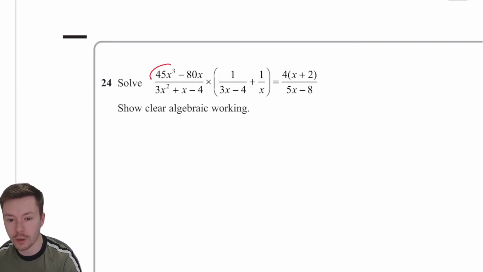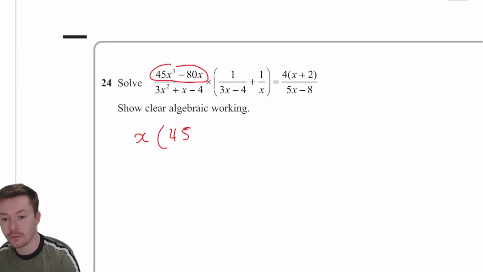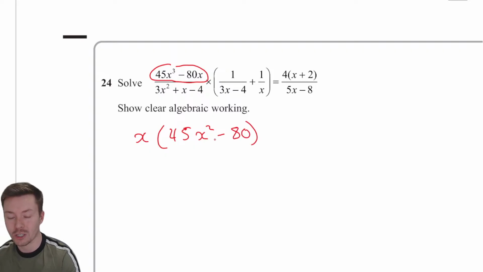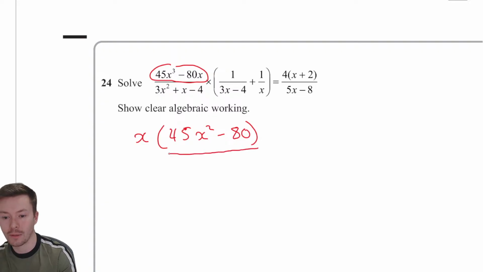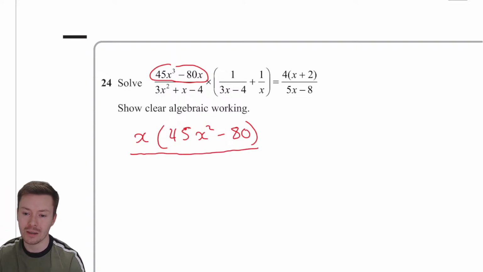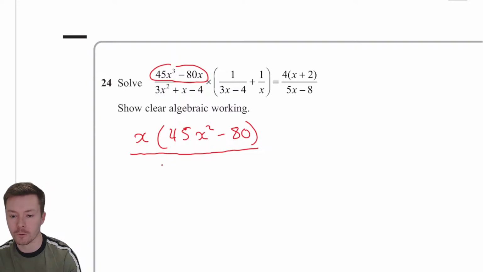So if we look at this top bit here, first of all, I can factorize an x out of that. So I'm going to get x(45x squared minus 80). I can actually factorize a number out of that as well, so I'll do that in a second. And then I hope, and I think, I'm going to get a difference of two squares here. The bit at the bottom, I'm going to leave for the moment.